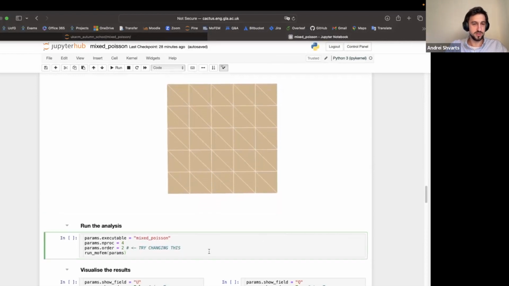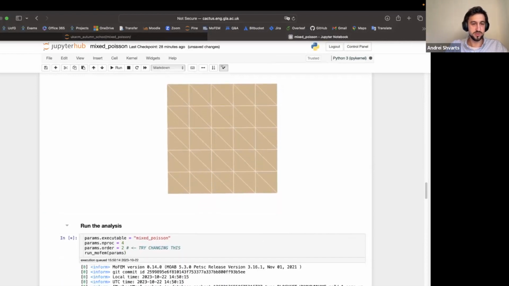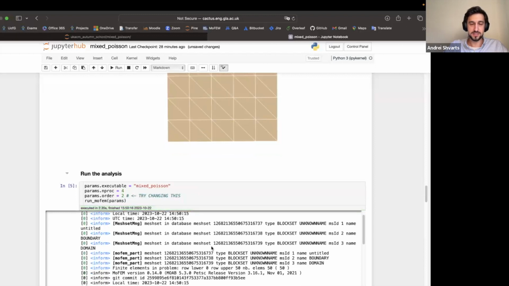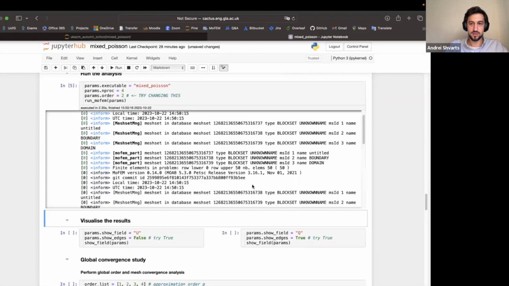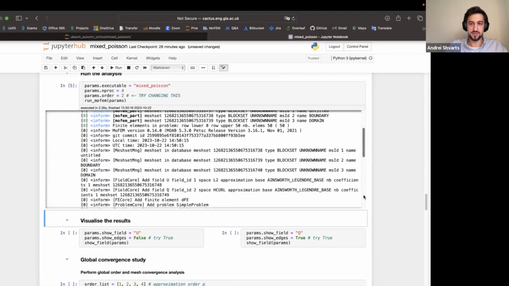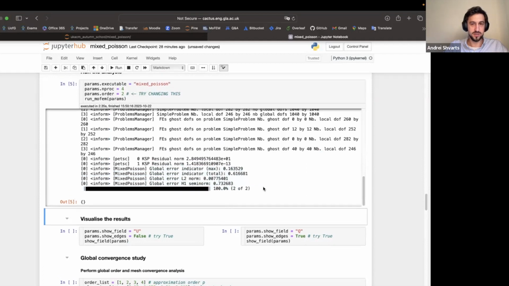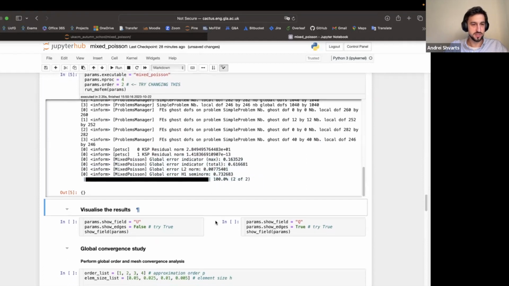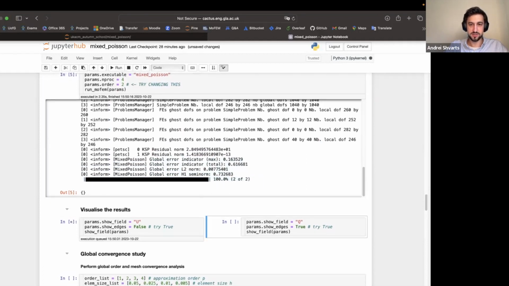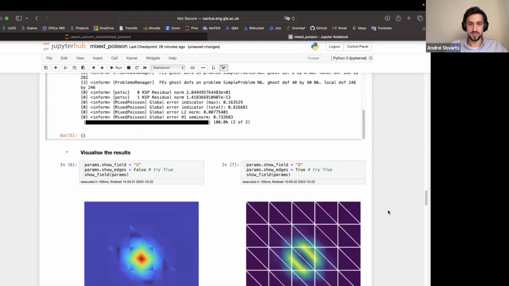So here we will try to start with the mixed Poisson. We're going to run the analysis. And it takes seconds to solve the problem. You can see that the error has been outputted and the conversion of results took place. So we can now visualize the results using PyVista that I discussed before.